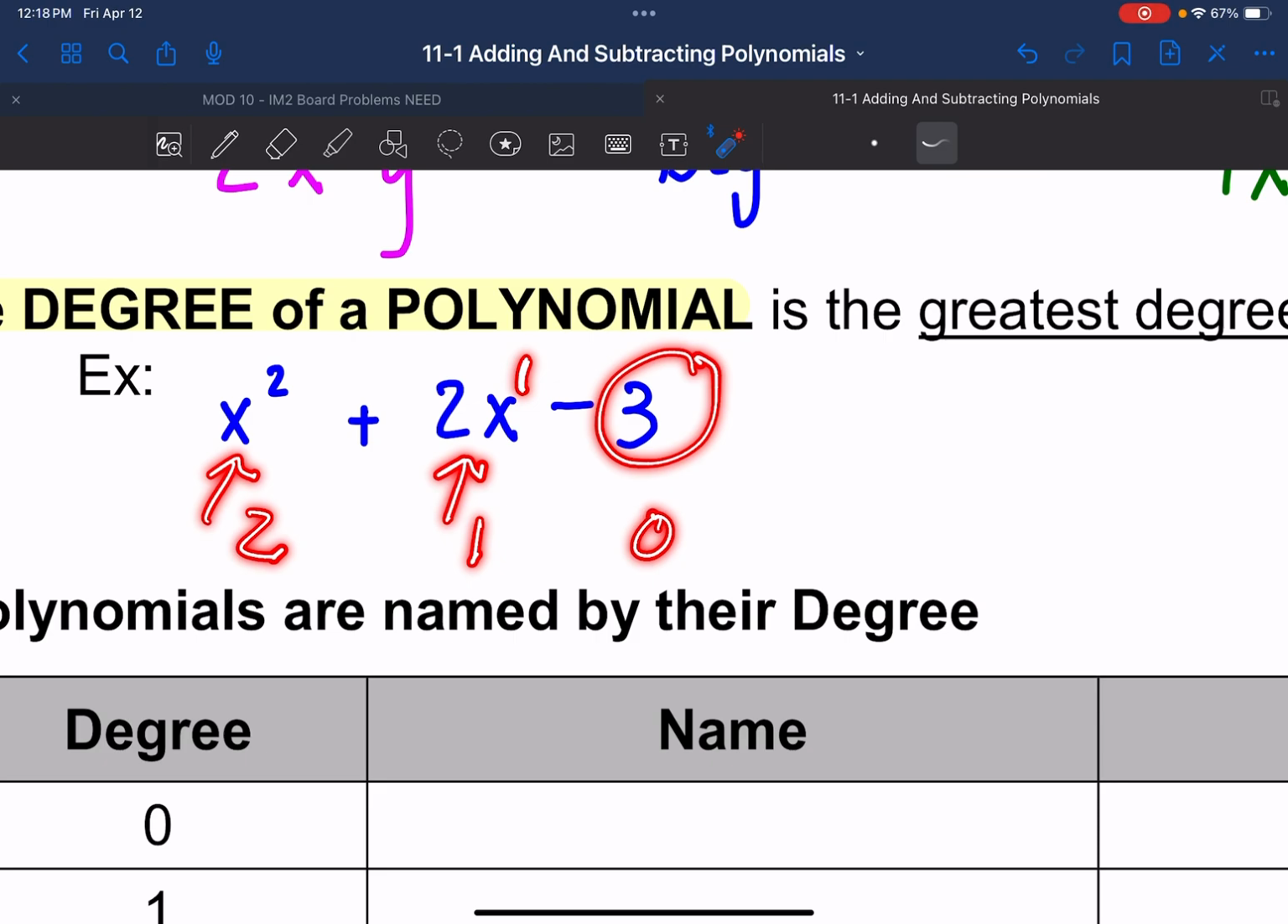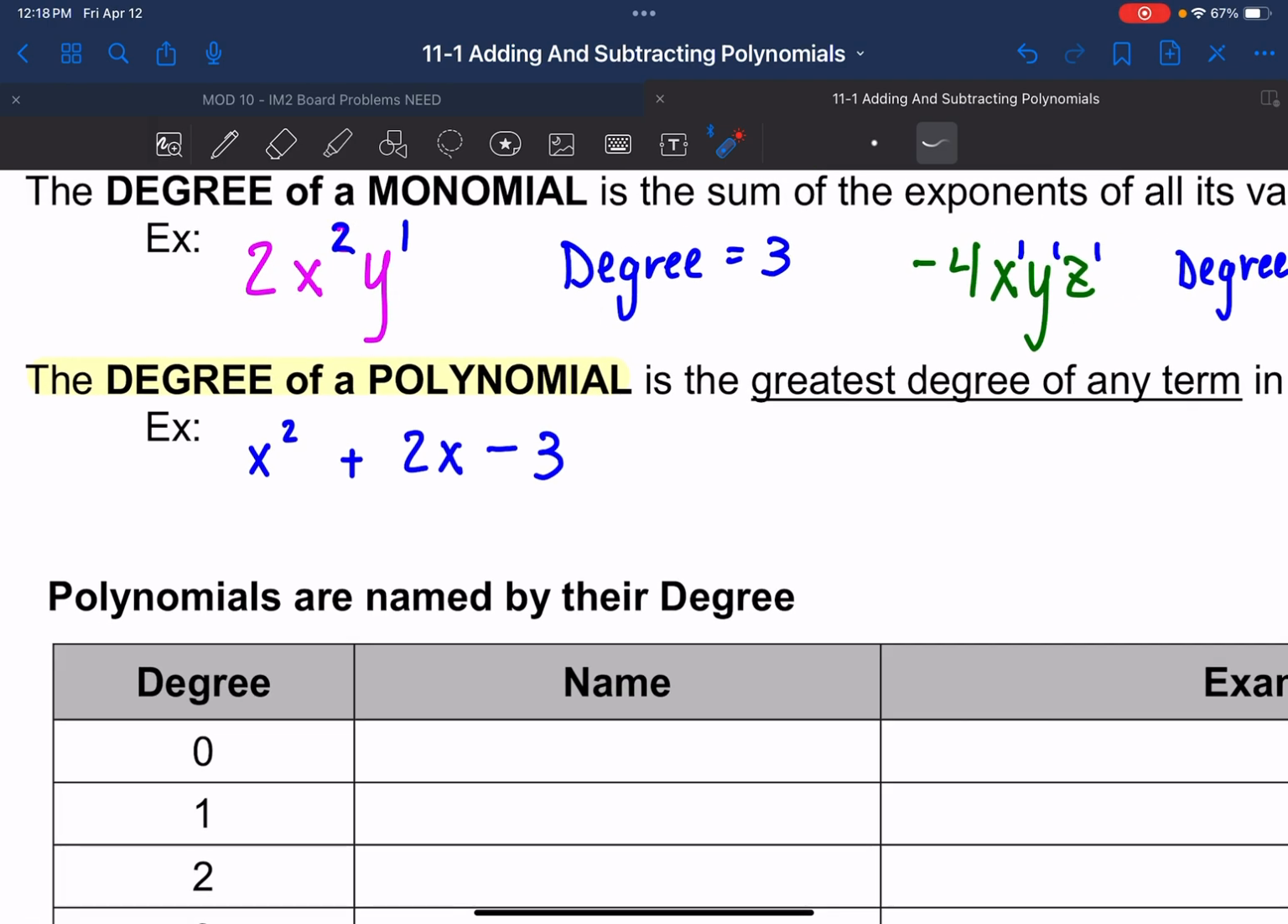Okay, so you don't add these up. The degree of a polynomial is just the greatest degree. Okay, so we say this degree is going to be 2. It's the highest power of any of the monomials. Okay.